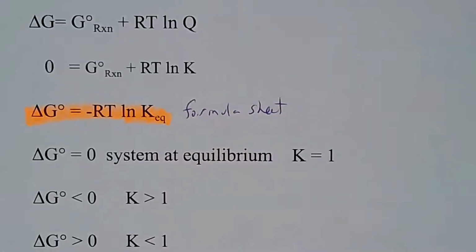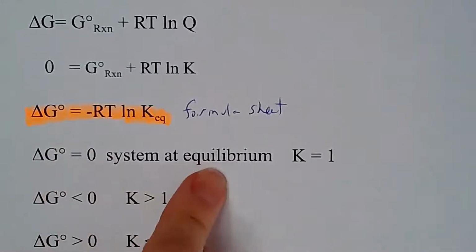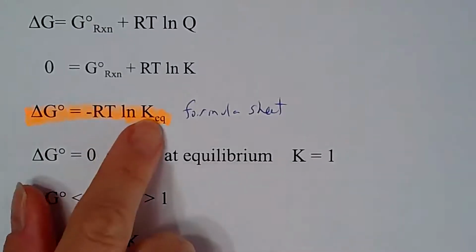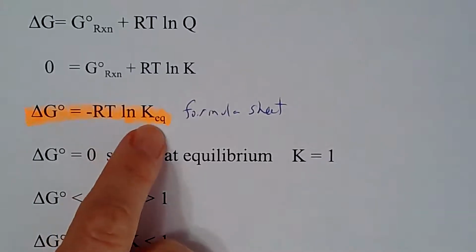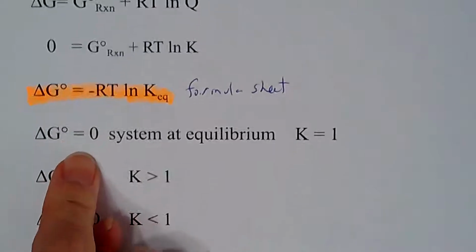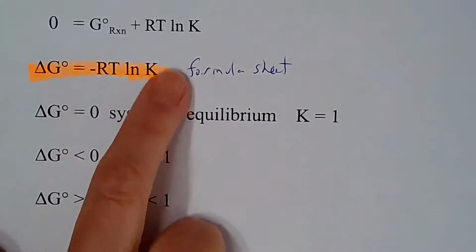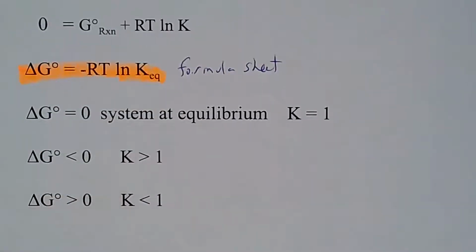Okay, formula sheet. So if delta G under standard conditions is 0, the system is at equilibrium. Well, that must mean K is equal to 1. Okay, because if K is equal to 1, ln of 1 is 0. So the delta G comes out to be 0. If my K is greater than 1, it will keep everything here to be a negative, so your delta G is going to be below 0. And if K is less than 1, then your delta G is going to be positive.